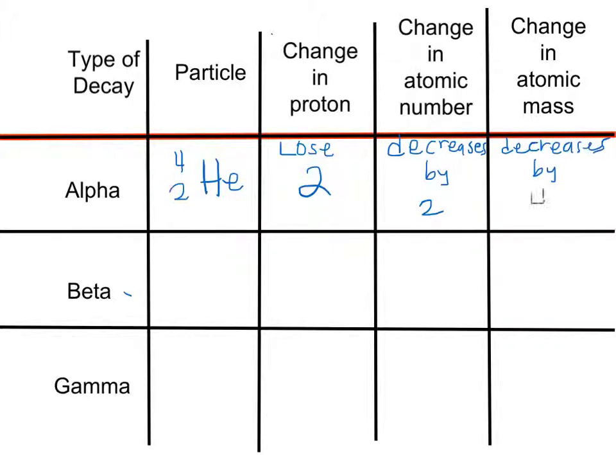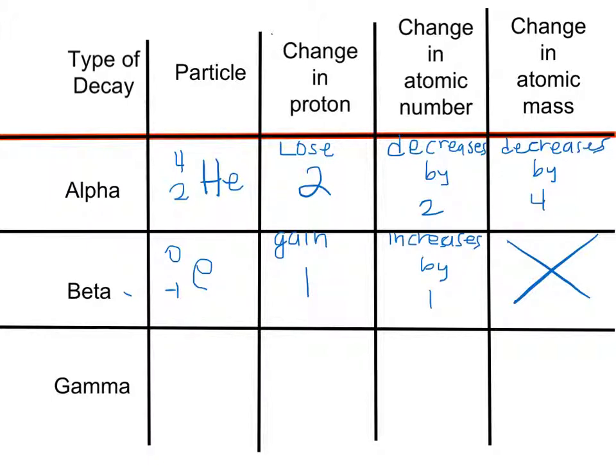Beta, the beta particle, when we go through beta emission, is 0, -1 e. What happens is that we don't lose a proton, we gain 1 proton, so our atomic number increases by 1. And our atomic mass does not change. So I'm just going to put an X because it doesn't change.